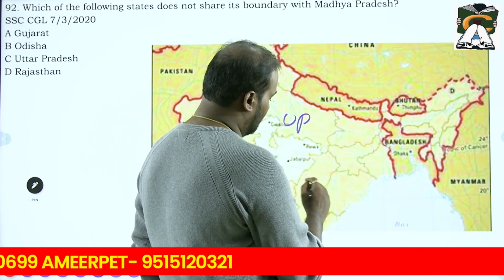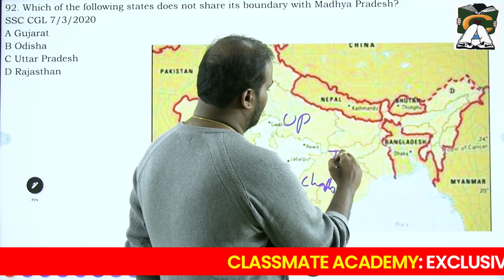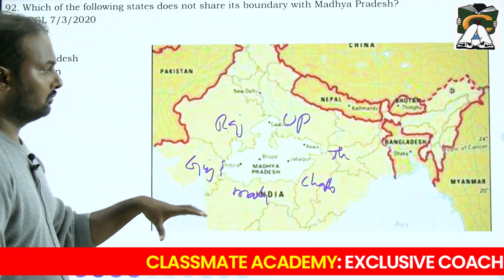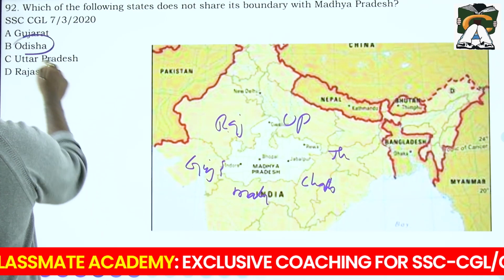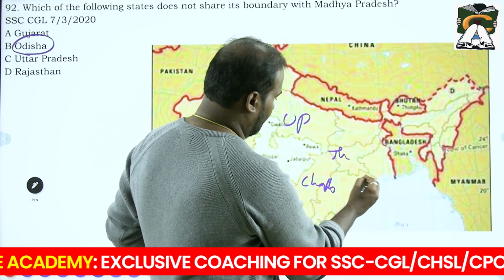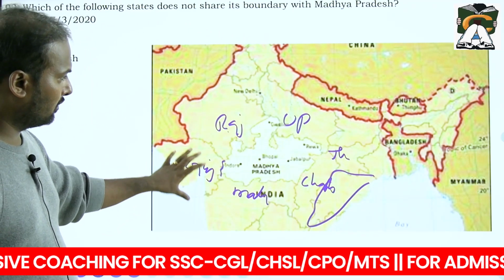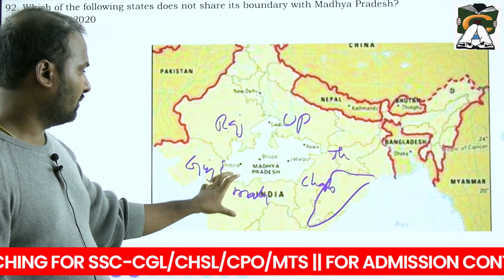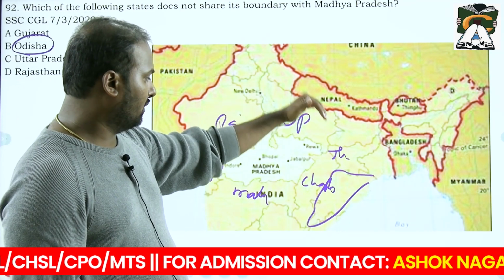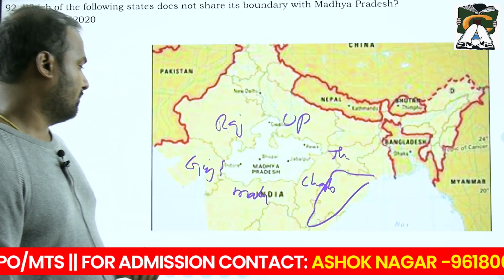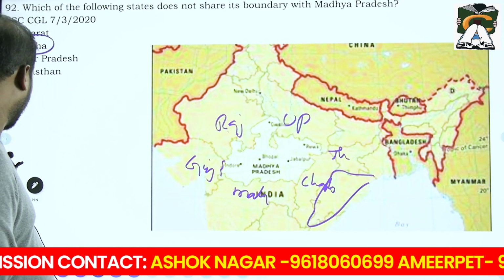On the southeast, you are having Chhattisgarh. And here also you can see Jharkhand as well. So very important. Obviously your answer is Orissa, because Orissa is here. Okay, this is the Orissa, which is completely away from your Madhya Pradesh. So remember this image, very important, because even Madhya Pradesh at the center belongs to Madhya Bharat. So Gujarat, Rajasthan, UP, Jharkhand, Chhattisgarh, Maharashtra. So try to remember all these states.